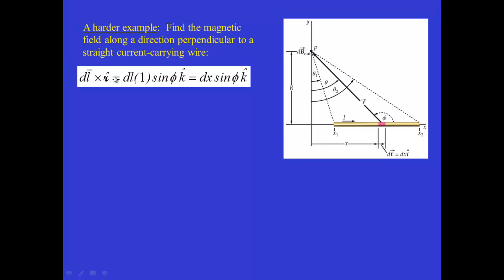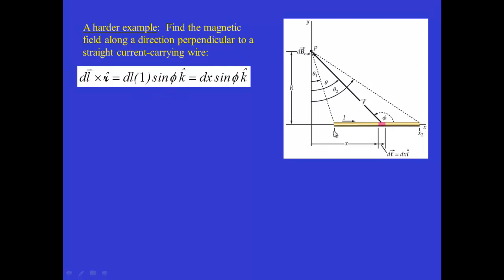Well, more correctly, the r hat vector points in that direction. The script r vector is the vector from the current element to the point P. And so the angle between those two is the angle phi. Remember, dl points in the positive x direction, r points toward P, so the angle between them is this angle phi. All right, so dl cross r hat is dl times 1 times the sine of phi.